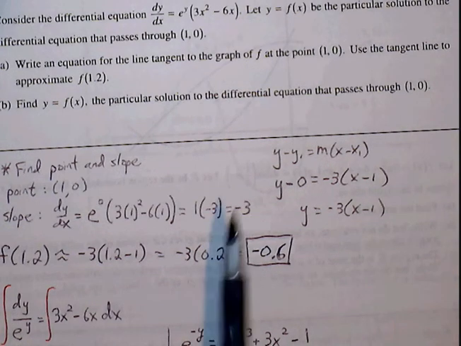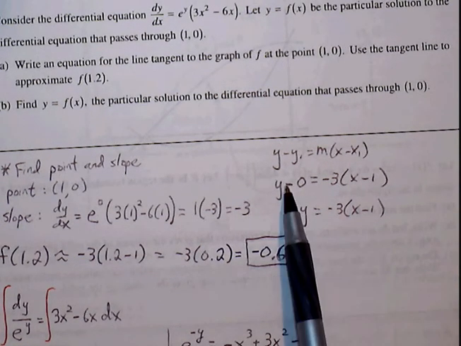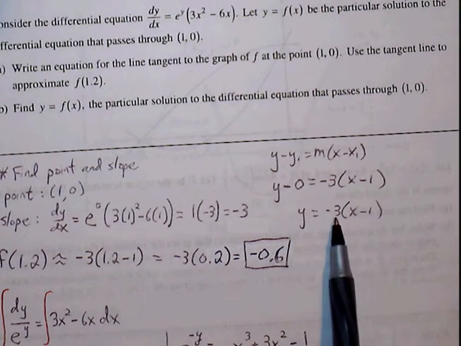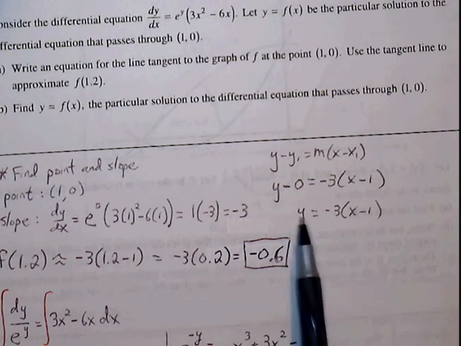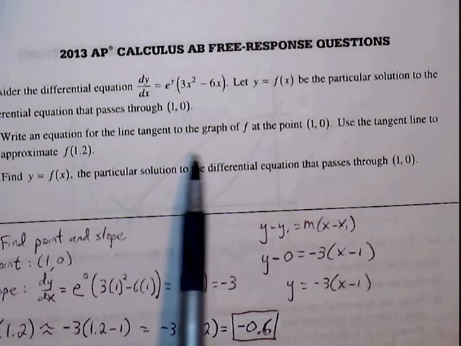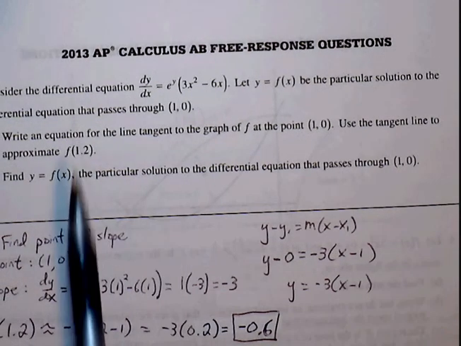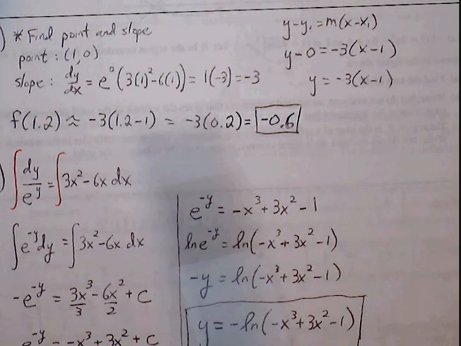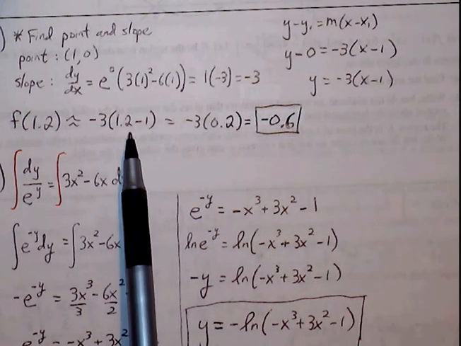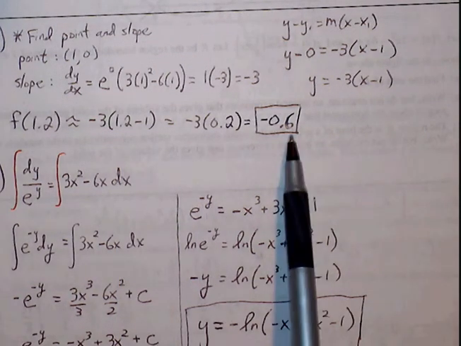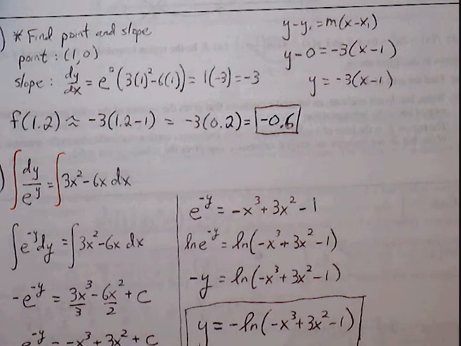So our tangent line equation in point slope is y minus 0 is equal to -3 times x minus 1, which is simply -3 times x minus 1. Now, once we have our tangent line equation, we can use that to approximate f of 1.2. So all we do is we plug 1.2 into our tangent line equation, and 1.2 goes in for x. 1.2 minus 1 is 0.2. 0.2 times -3 will give us -0.6.